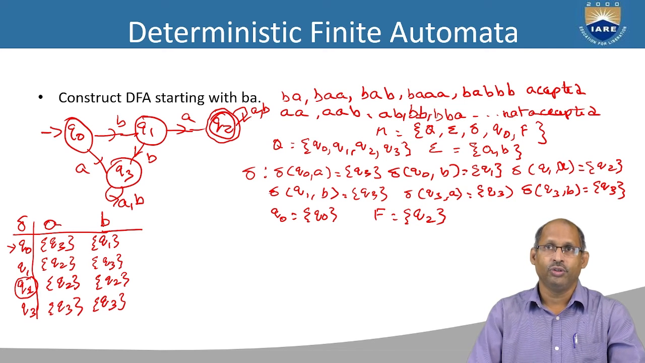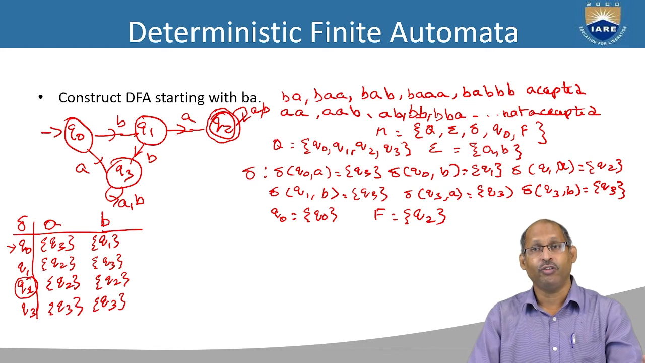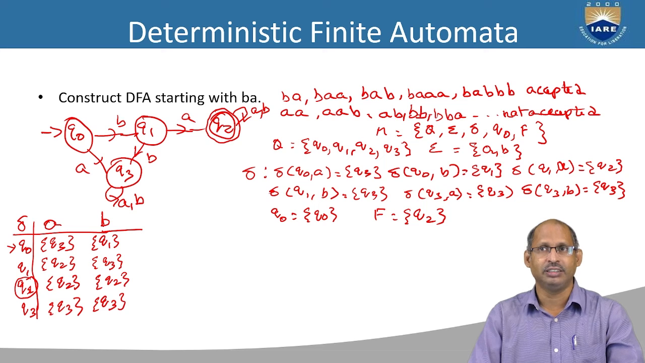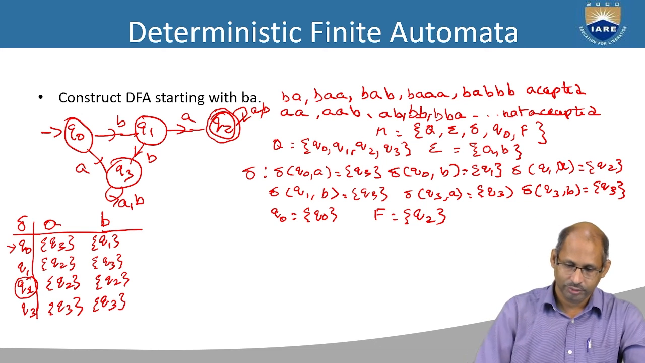Okay. Now, transition diagram, transition table, 5-tuple notation, we have represented for the given problem: construct DFA starting with B. Now we'll see one example string for acceptance, and one example string for not acceptance. Right?